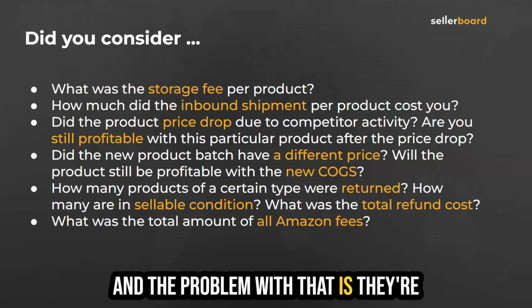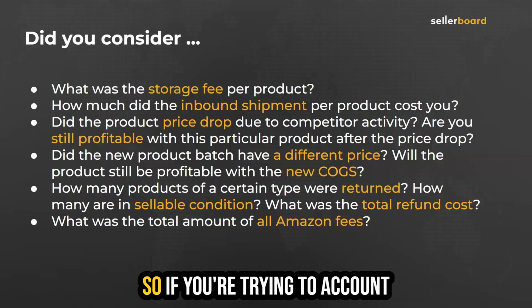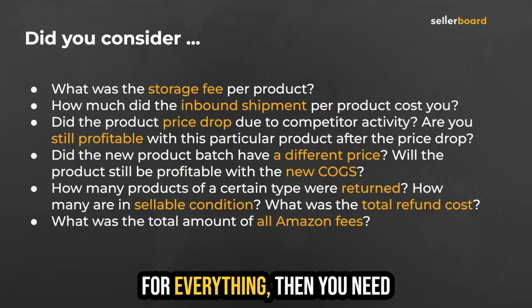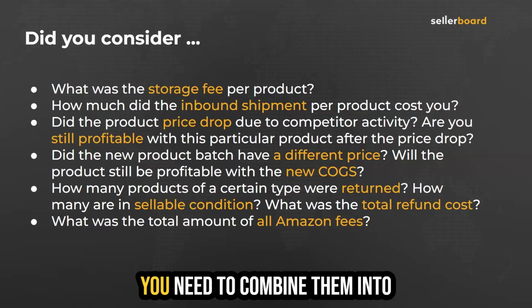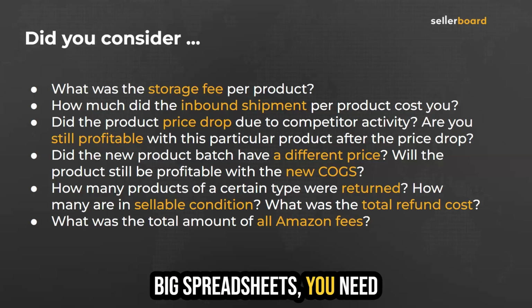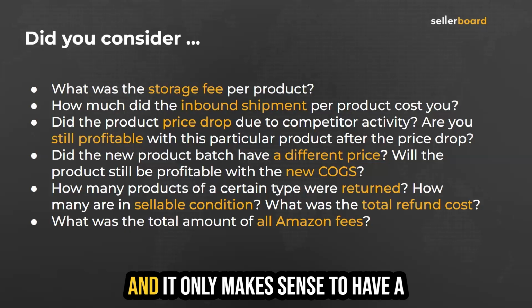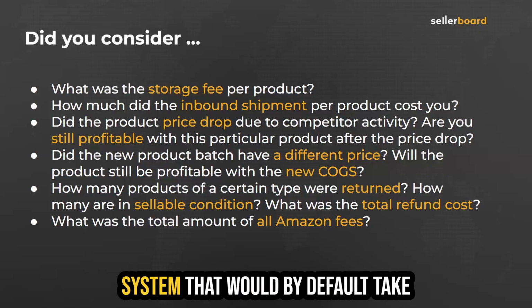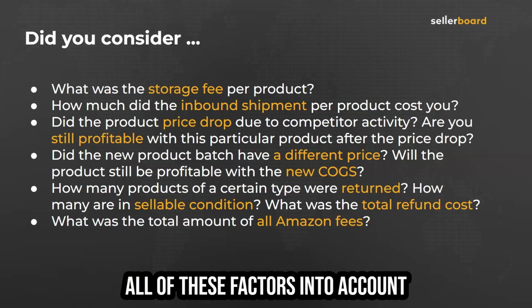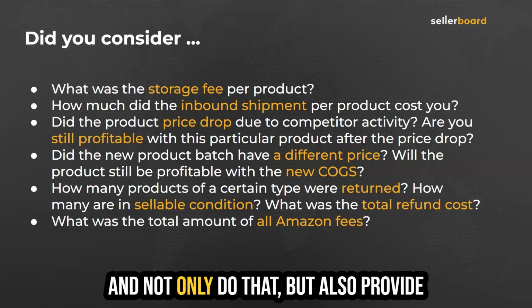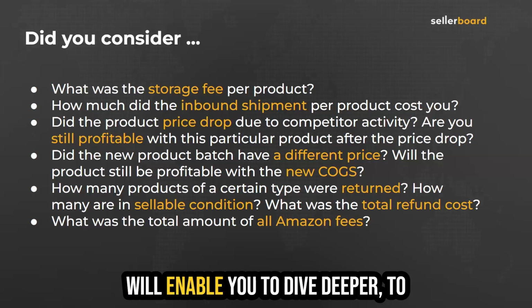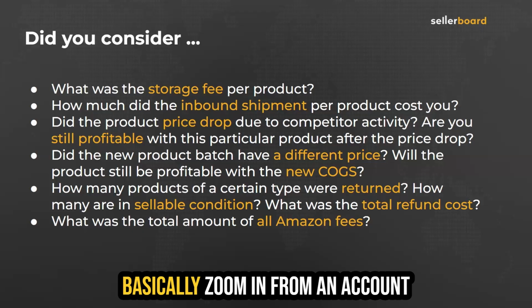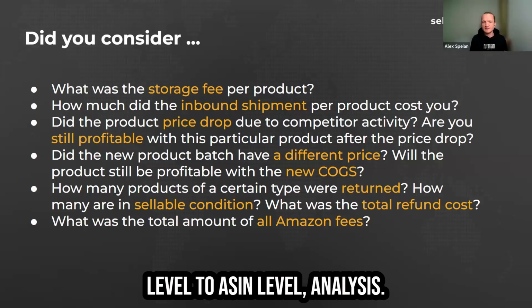The problem is that they're always constantly changing. So if you're trying to account for everything, you need to do a lot of manual work. You need to pull a lot of reports, combine them into big spreadsheets, and do a lot of calculations. It only makes sense to have a system that would, by default, take all of these factors into account, and not only that, but also provide you with a level of granularity that enables you to dive deeper, to zoom in from an account level to ASIN level analysis.